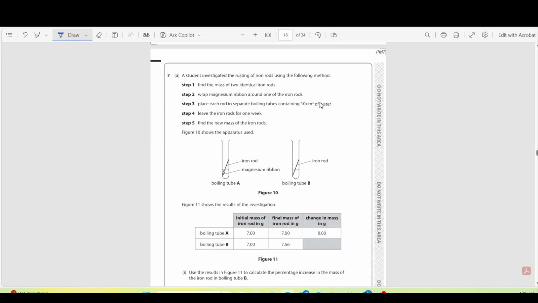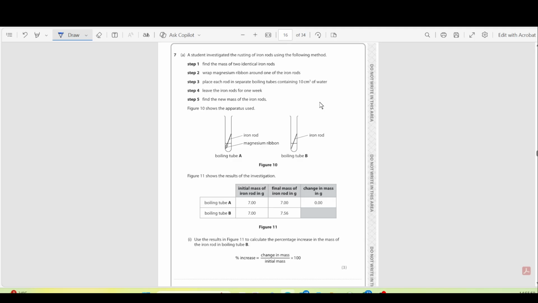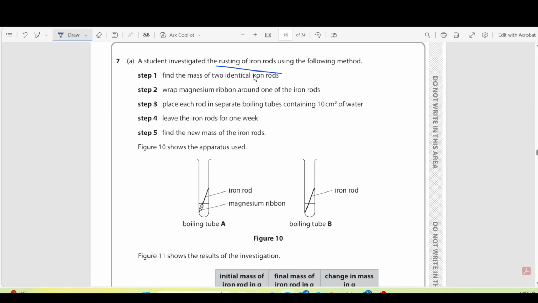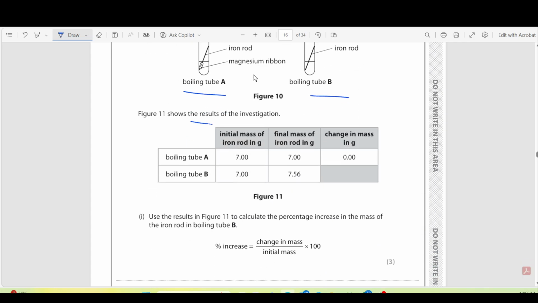Next is question number 7. Some experiment steps are given, where a student is investigating the rusting of an iron rod, and these are the steps. There are two tubes, A and B. This table shows the result of the investigation for both tubes.